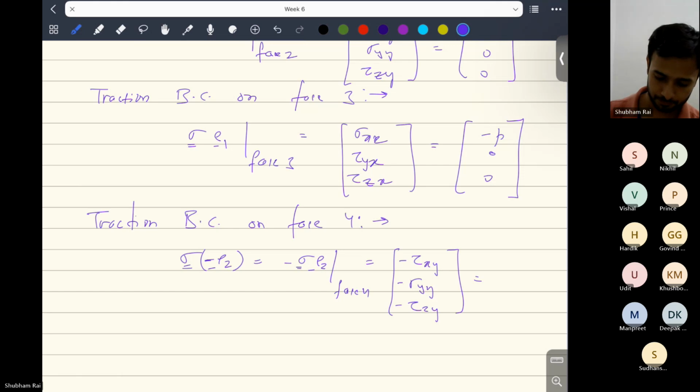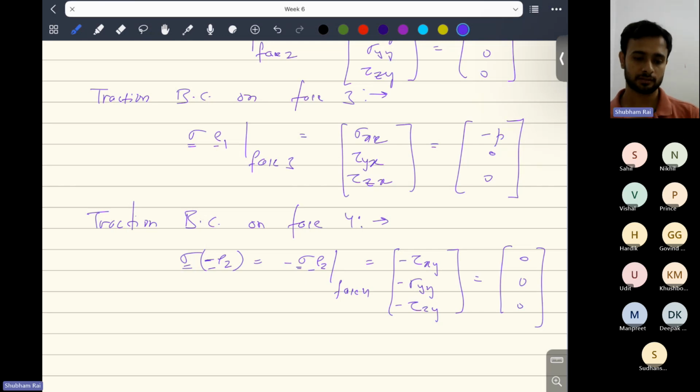These are all three answers. Okay, so these are the boundary conditions that we will use for solving this problem.